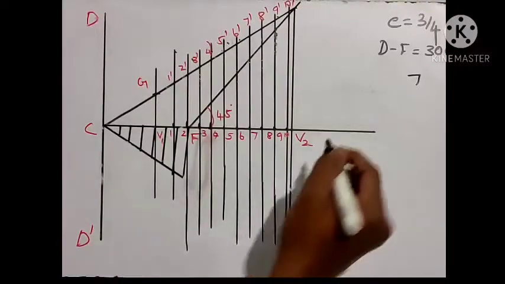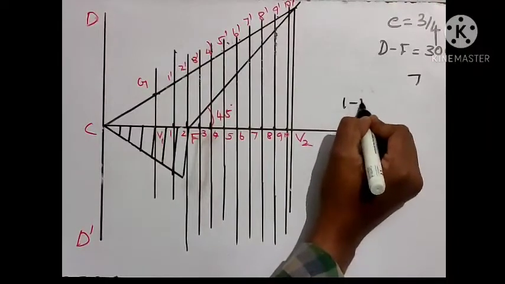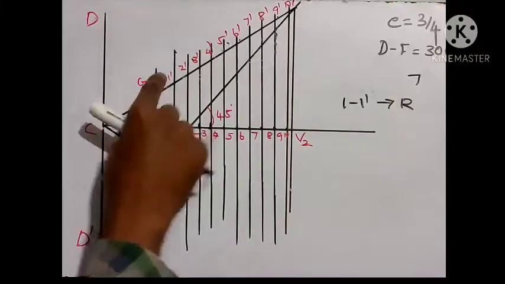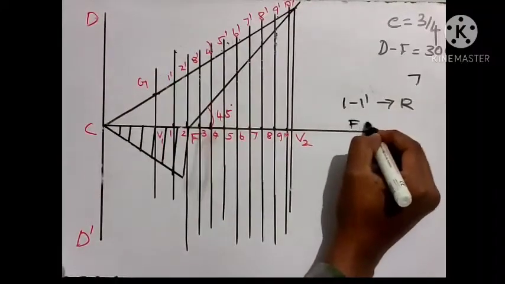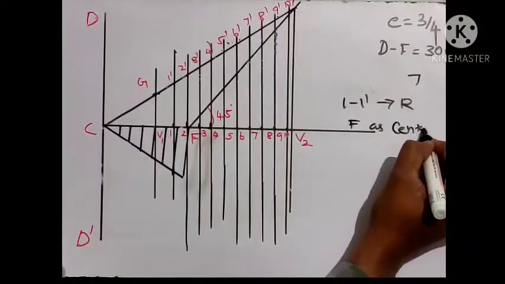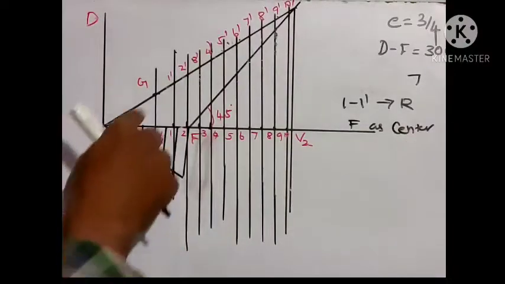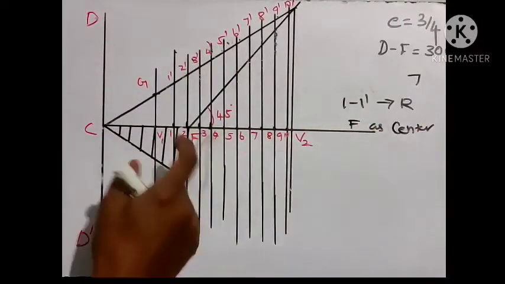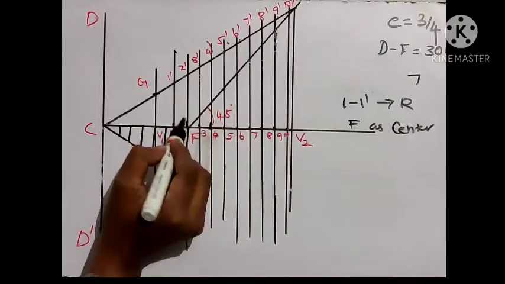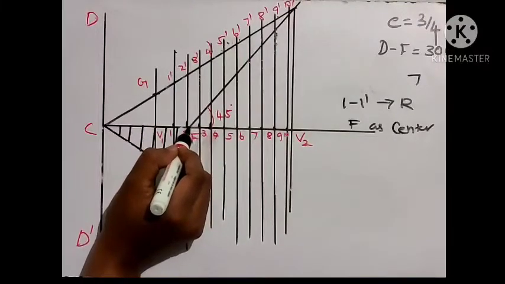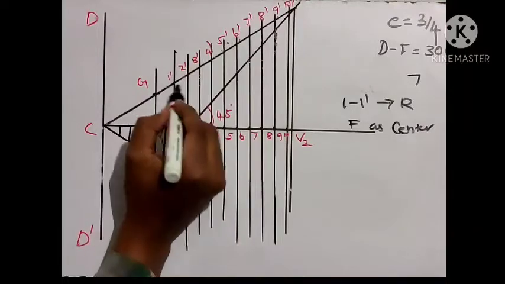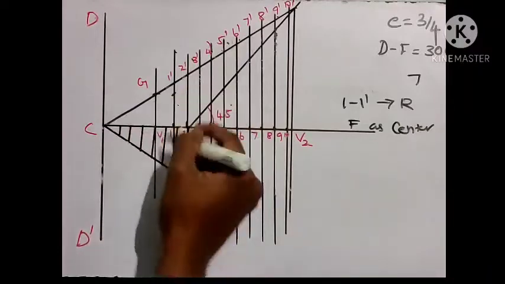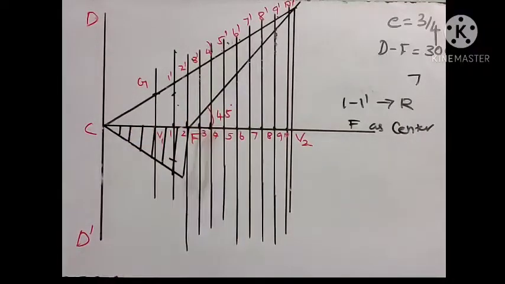For that, you need to take the distance between 1 to 1 dash. This will be the radius. The distance between 1 to 1 dash is the radius, and F as center. You need to make an arc on the 1 dash line. I'll repeat: the distance between 1 and 1 dash is the radius, and F, this is the point F, as the center. We need to make an arc on the 1 dash line, something like this. That arc should be on both the sides of the axis, here as well as here.